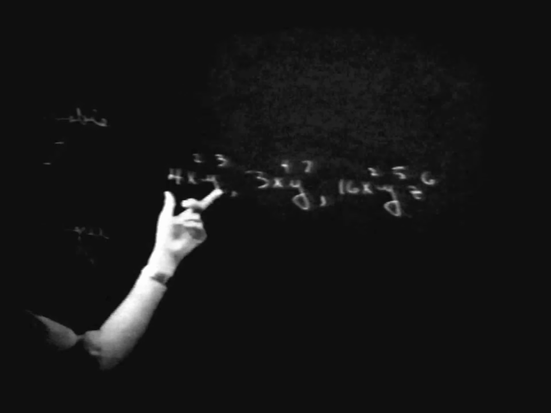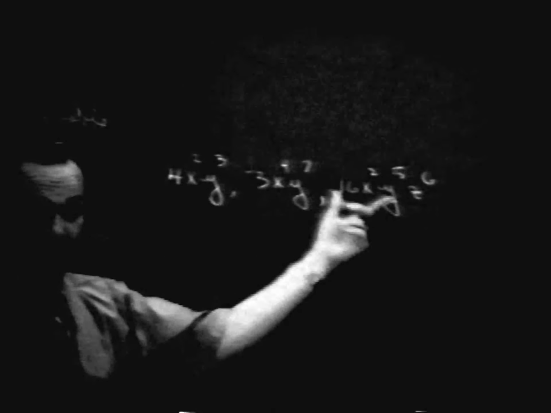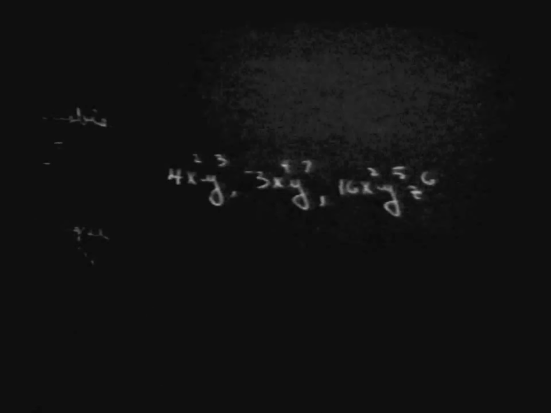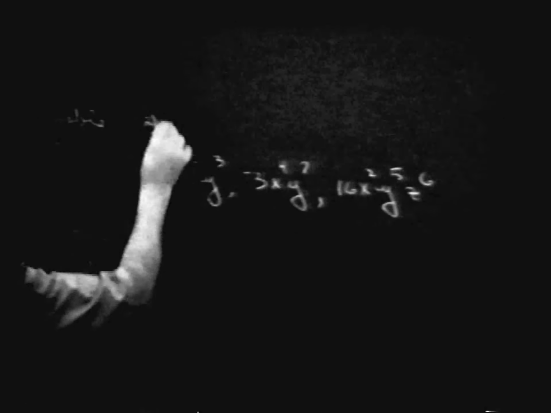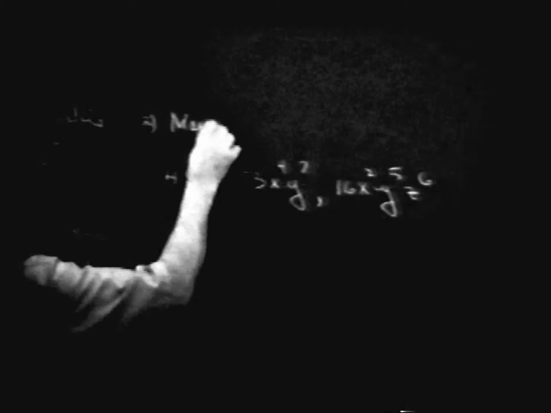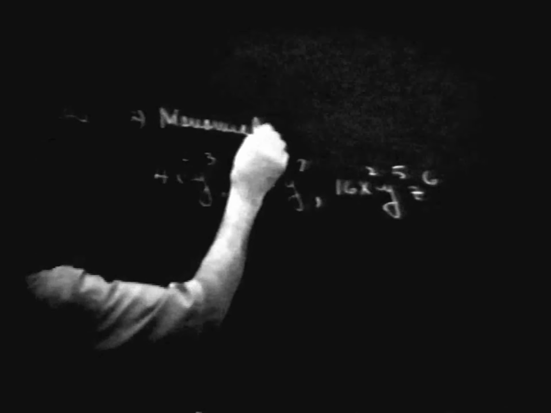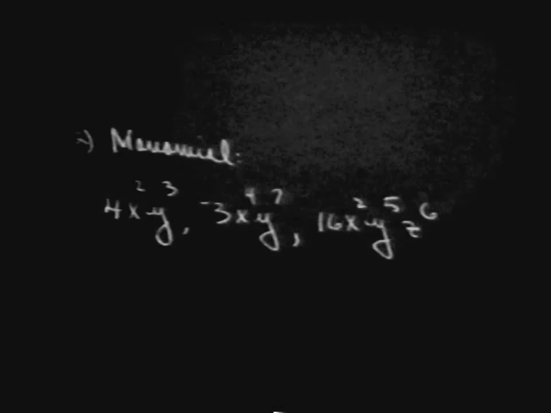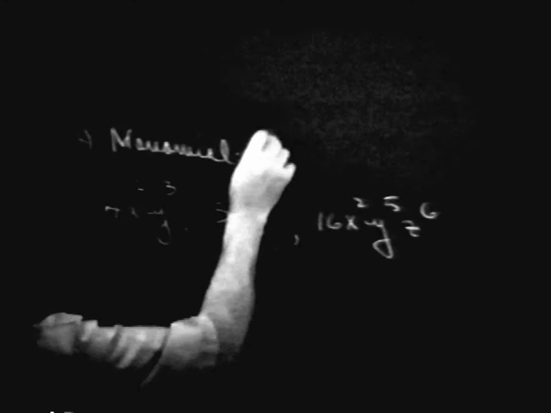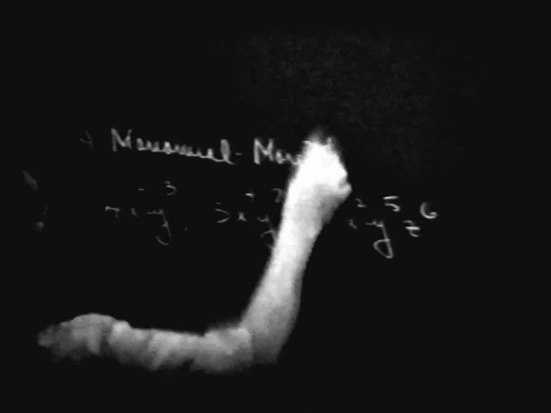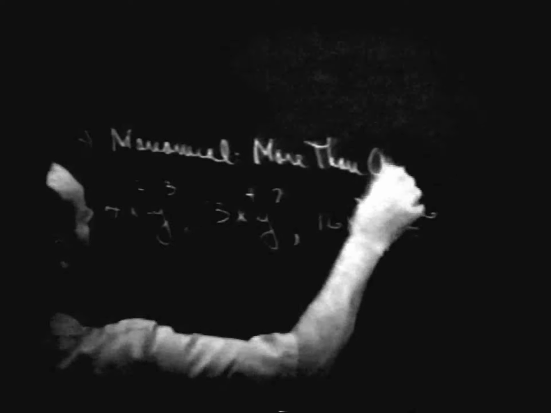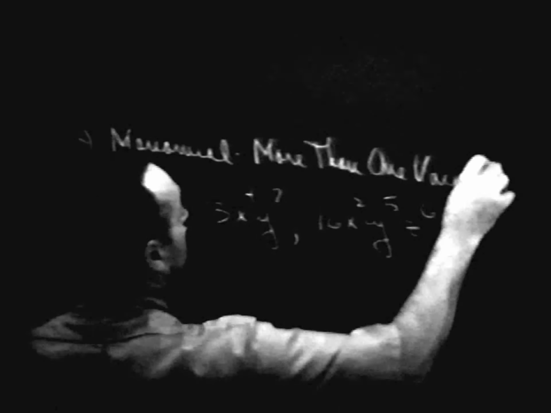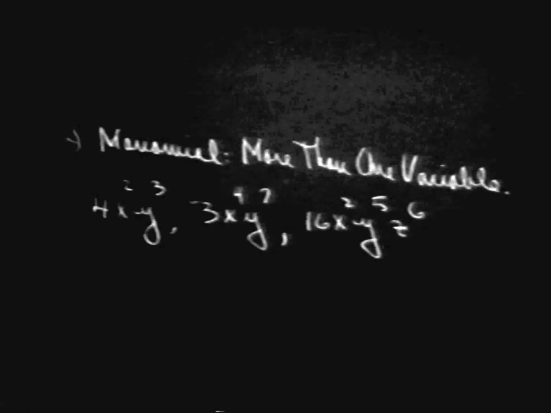Now these are still monomials. They are still just one term there, a monomial. All right, so let me give this a name. This will be a monomial. And in this case, instead of having one variable here, let's call these more than one variable. All right, these are examples of having more than one variable.